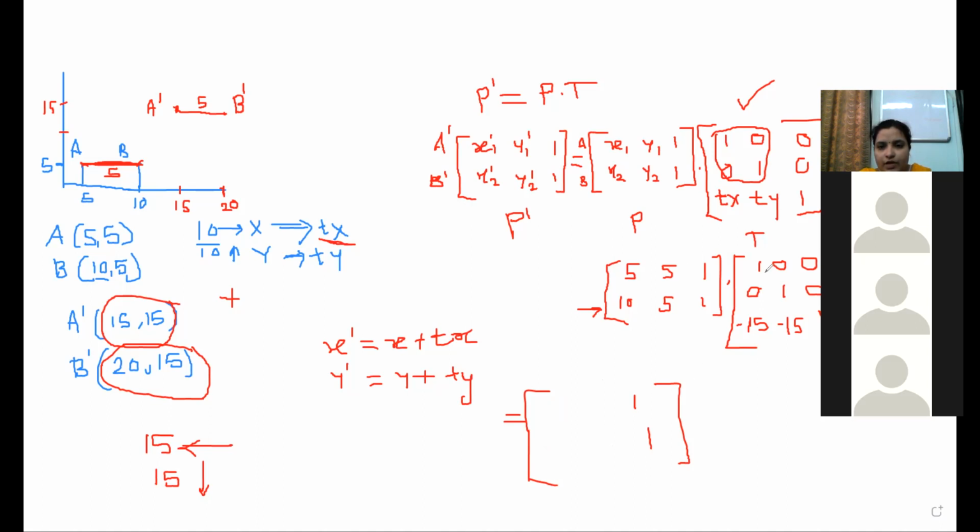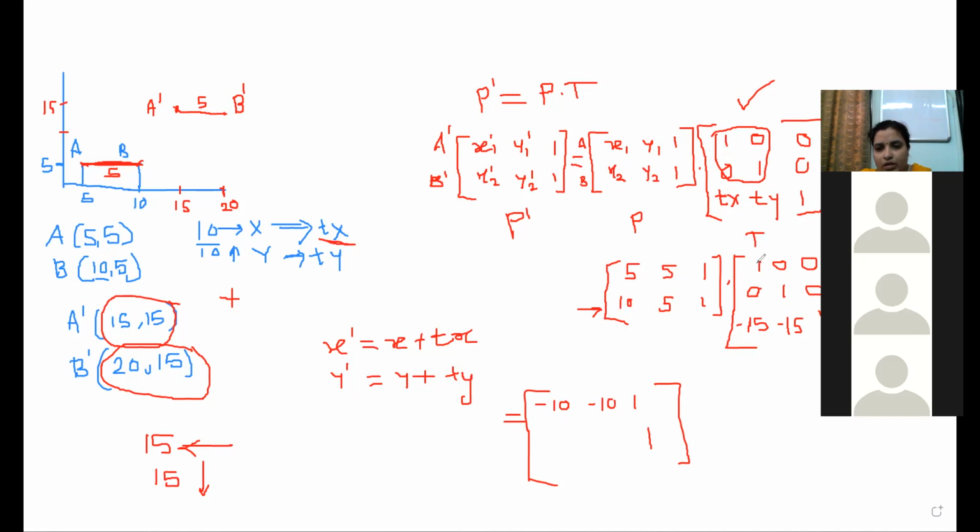After multiplication, 5 into 1, 5, 0, minus 15. So 5 minus 15 will give you minus 10. Similarly, first row, second column, 5 into 0, 5 into 1, that is 5 minus 15. So it is minus 10. And this row and last column gives you 1.